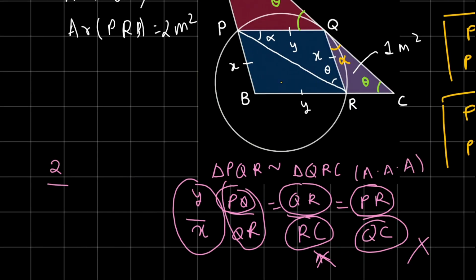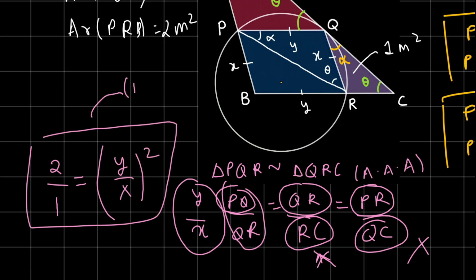So 2 upon the area of the second triangle. And the second triangle is this particular purple triangle that already has a value of 1 meter square. So 2 upon 1 equals the square of the ratio of their sides. The ratio of their sides is Y upon X, so Y upon X the complete square. And let this be equation number 1.